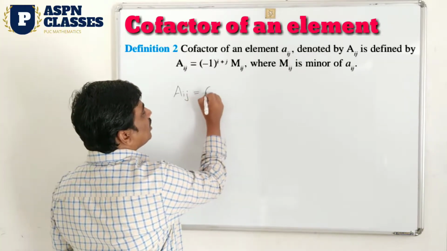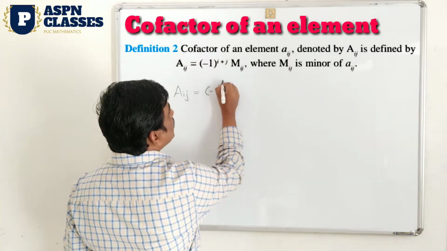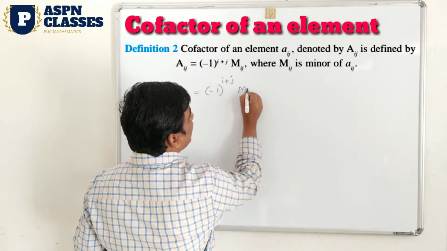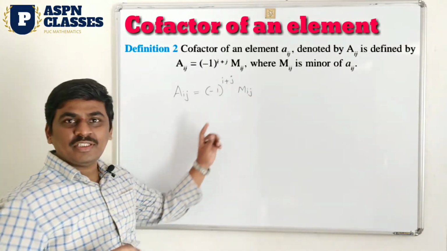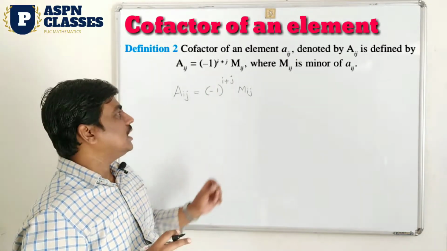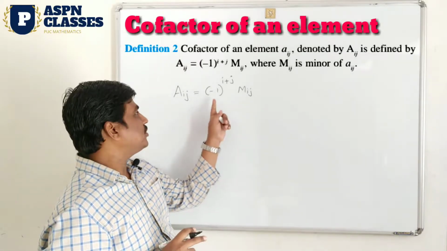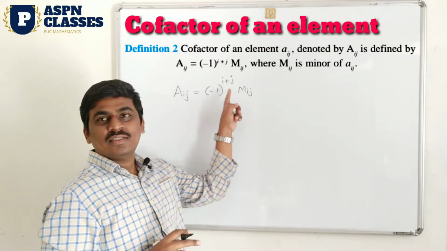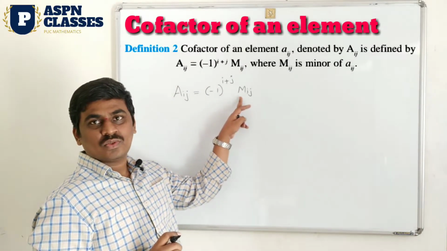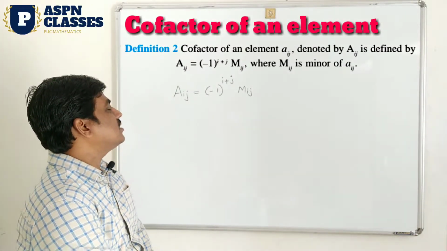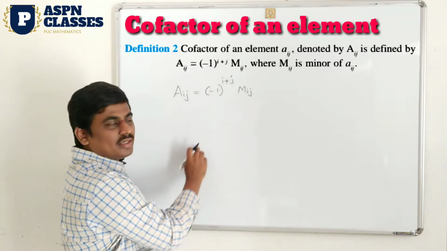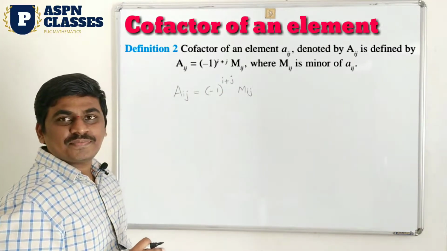Here is the formula: -1 raised to i plus j into Mij. Mij means the minor factor, into -1 raised to i plus j. In the first video of the determinant, I already showed what this means. This only shows the sign of the element. Also observe that in -1 raised to i plus j, i is the row and j is the column; you add the numbers and decide the sign that way.